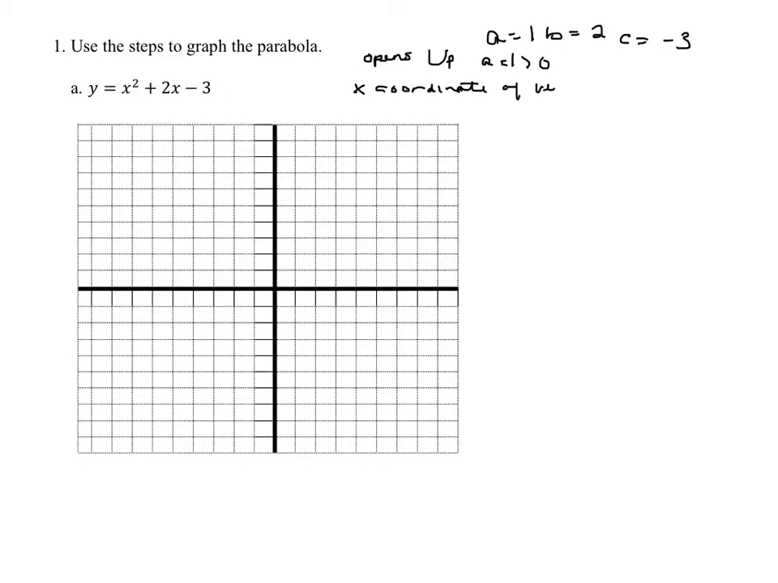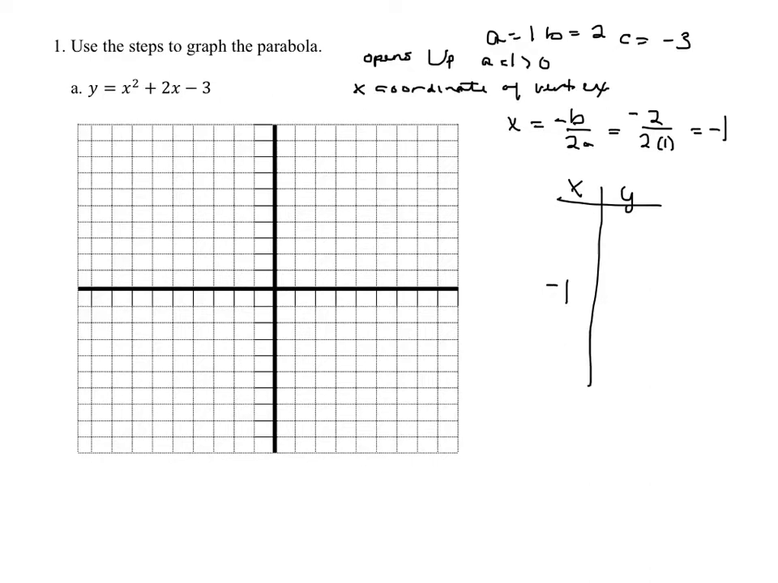All right, so let's get the x-coordinate of the vertex. What is it? It's x is equal to negative b over 2a. B is 2, so it'll be negative 2 over 2a, which is 2, so negative 1. So I'm going to develop a symmetry table, and I'm going to put negative 1 in the middle there. That's the x value of the lowest point on the parabola, so that's the x value of the vertex.